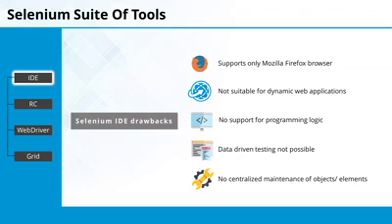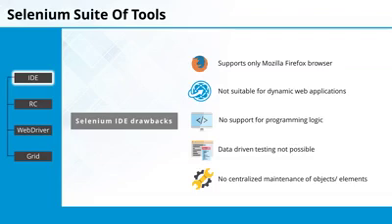No centralized maintenance of objects and elements. Now that's a huge point, as in you first need to understand what are objects and elements. Then only you can understand what we mean by no centralized maintenance of objects and elements. So I'll briefly tell you right now, then when we get to WebDriver, I'll tell you about objects and elements in detail. Anything that you see on a web application. I'll give you an example.